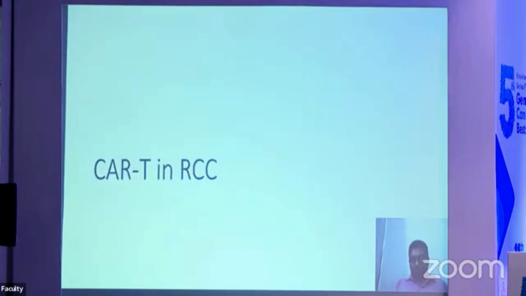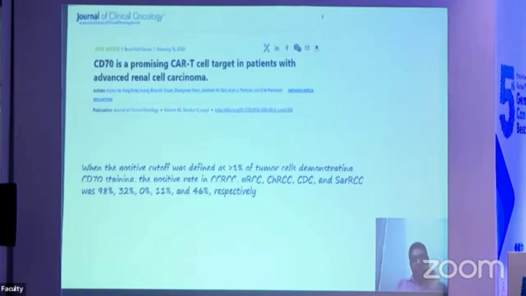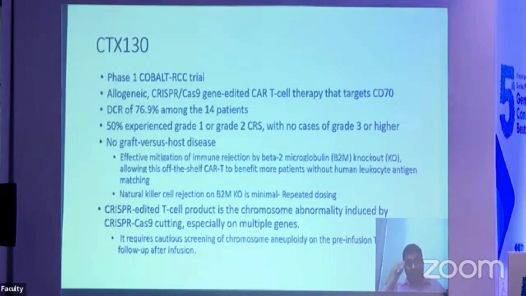in such situations. Let's look at the results in CAR-T and RCC. Think about it. Now, CD70 was identified as a promising target for CAR-T. And when you look at its expression, with 1% or more considered positive, in clear cell RCC it's expressed in 98%. In papillary RCC, 32%. In chromophobe, the number is 0. In collecting duct, it is around 11%. And in sarcomatoid, it's around 46%. So, a huge amount of clear cell RCC have this.